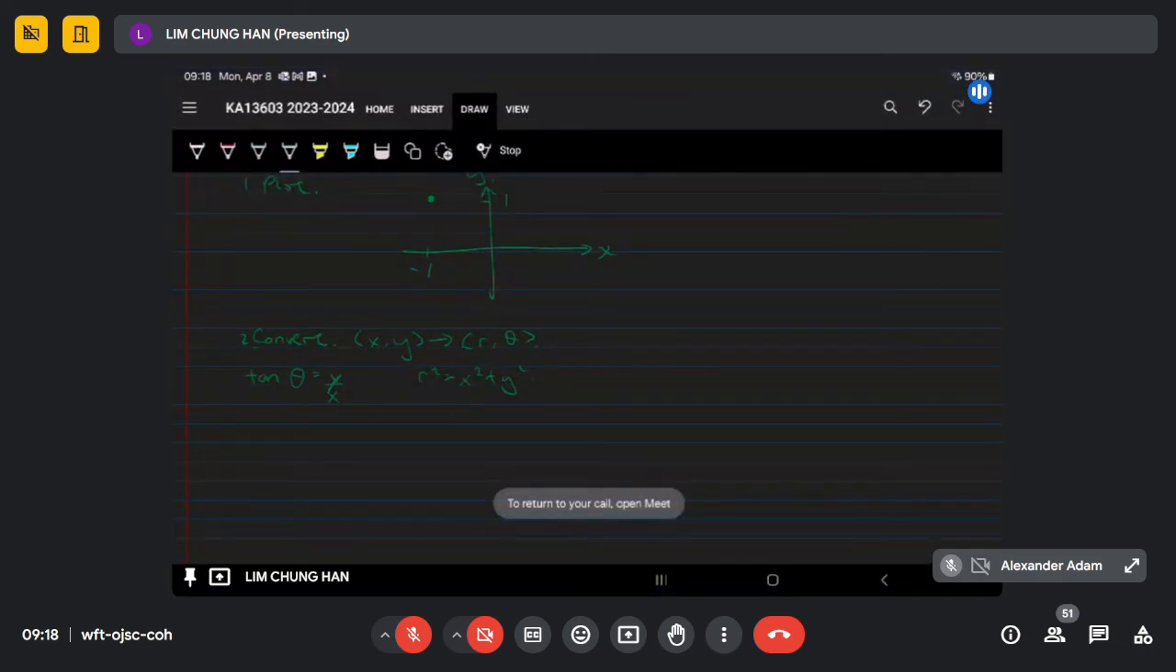So what is theta? Simple. 1 over -1. So what is theta? Negative 45. 35 or 45? 45. Yeah, -45, or -pi over 4, right?